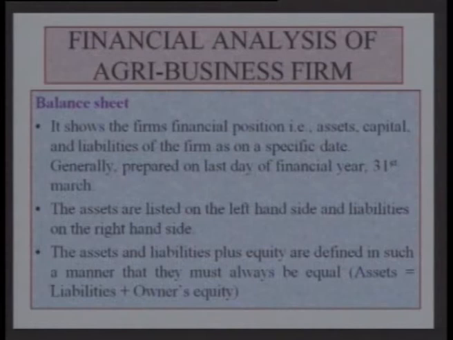And this is how the balance sheet looks: on one side we have the assets, and on the other side we have the liabilities and the equity. So this is how the balance sheet is prepared. And from this balance sheet various financial and physical ratios are calculated, which are used for financial analysis of the firm.